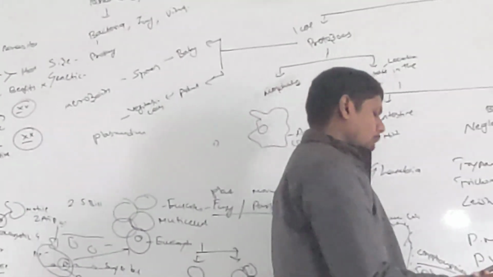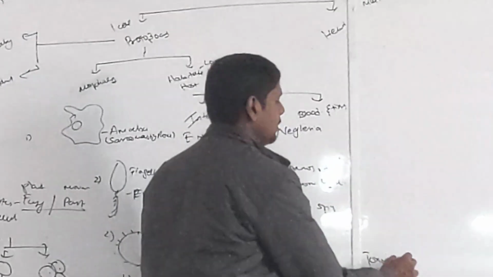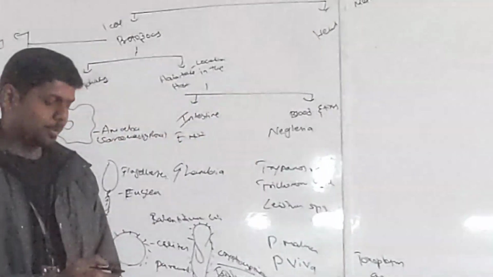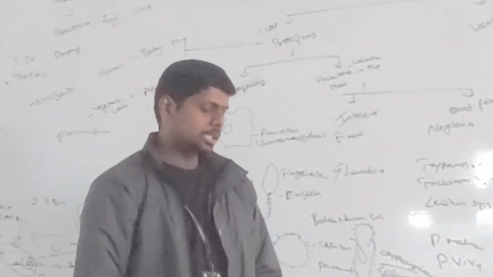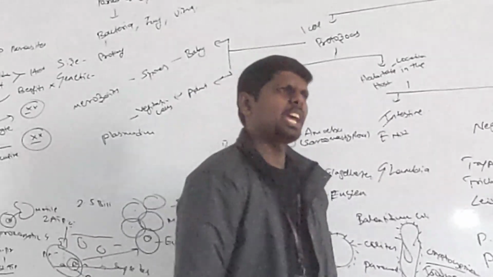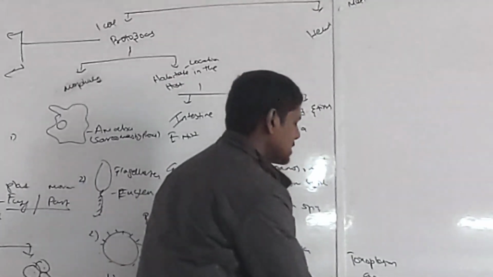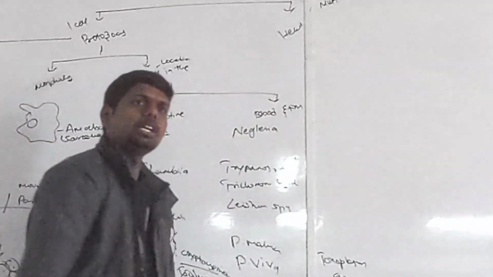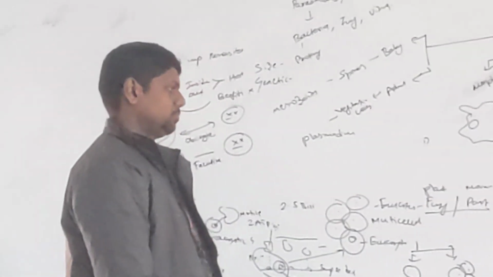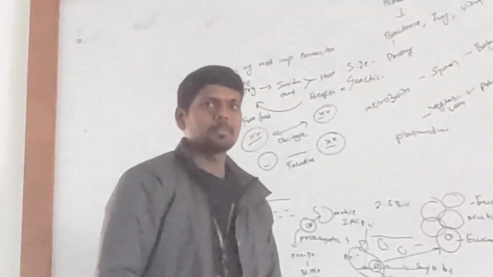Toxoplasma species. Toxoplasma gondii. Toxoplasma gondii infections, then Babesia microti, Babesia infection. I don't know what this Babesia is. So there is one example, Babesia species infections. So these are the blood flagellates, blood sporozoids. Is it clear?